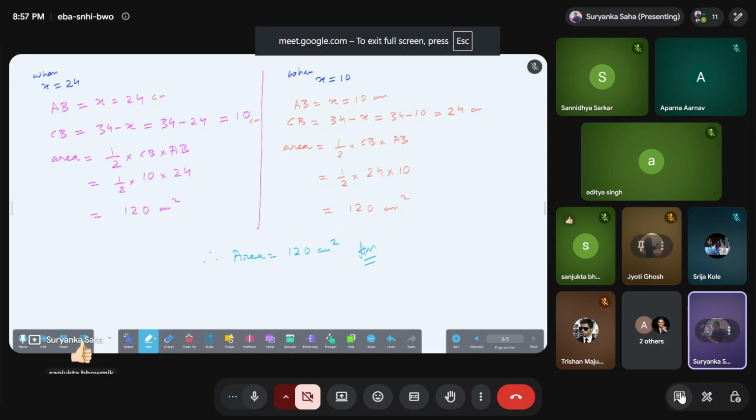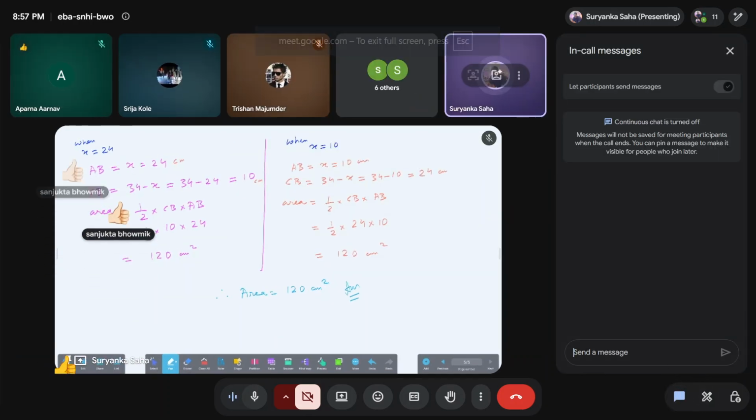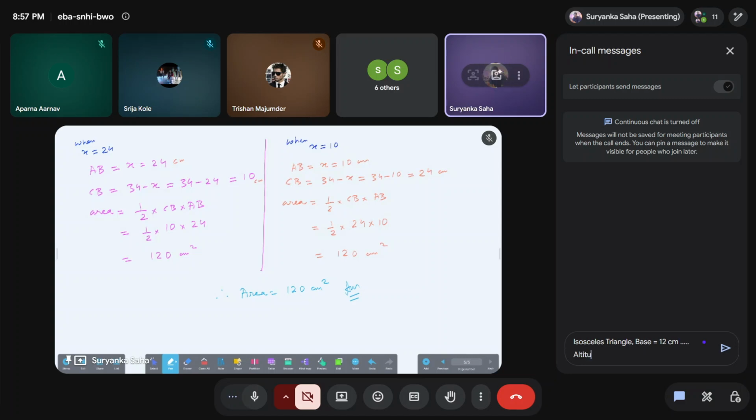Now I am typing another problem in the chat box. Try to solve this. I am typing the problem. Very one line problem. Isosceles triangle, base equal to 12 centimeter. Then altitude is 2 centimeter less than equal sides. Find the area.